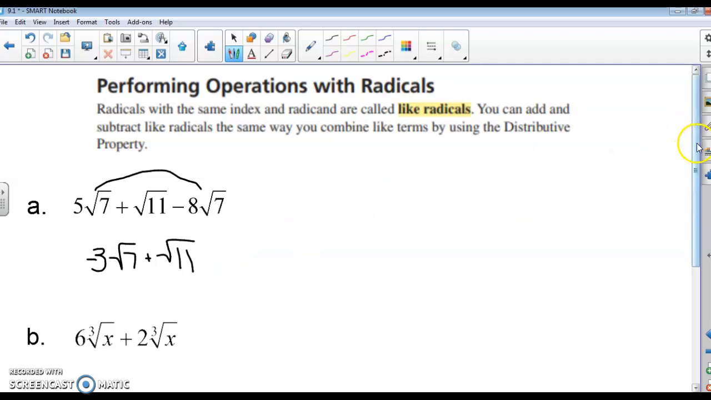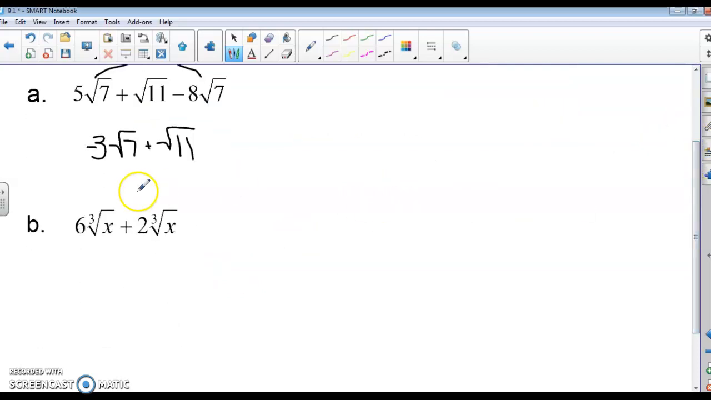The same thing works for cube roots. So for this one, we have 6 cube root of x plus 2 cube root of x. These are like terms because x is in both of the cube root symbols. So we just add the number in front. As if I have 6 cube root of x's and 2 cube root of x's, together I have 8 cube root of x's. Okay, so that's what we do when we have some radicals that are like terms already.